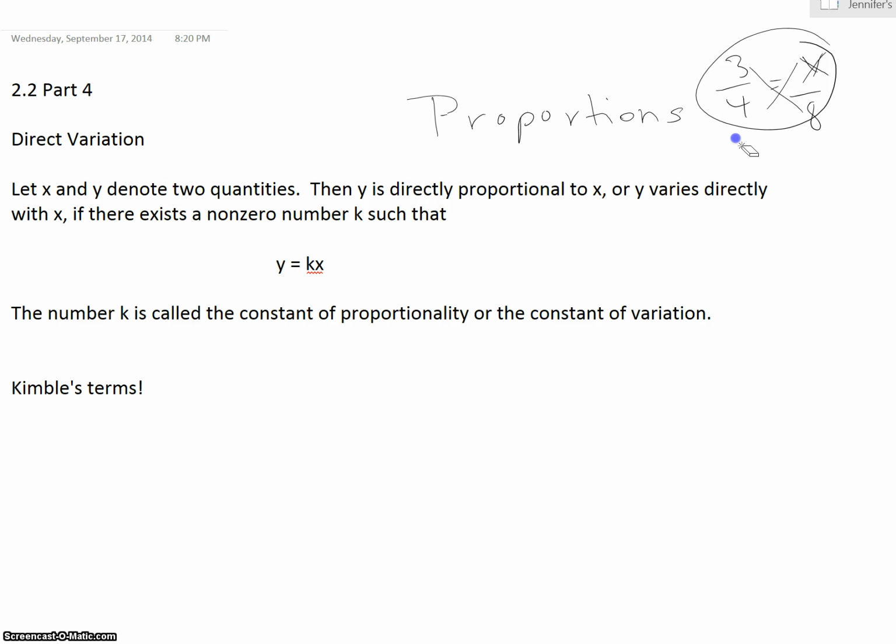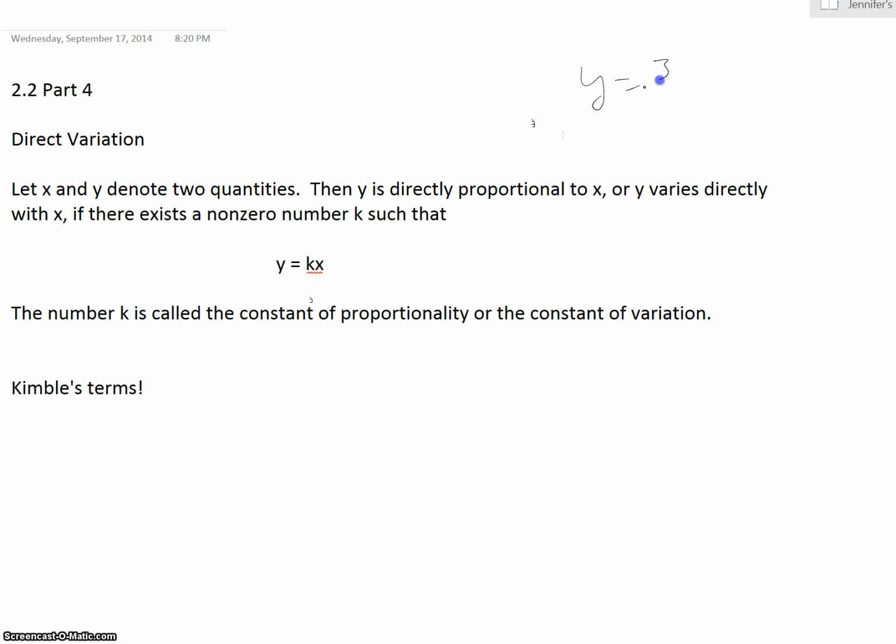X and y denote two quantities. Y is directly proportional to x, or y varies directly with x, if there exists a non-zero number k such that if you write the linear equation, it's y equals kx. And that's what we just got. We got y equals, and I don't remember what it was. Oh no, I do. It was 1/2 x. So 1/2 would have been that k value, that constant of proportionality. So the number k is called the constant of proportionality, or the constant of variation.